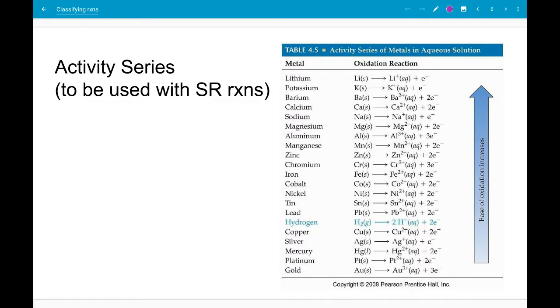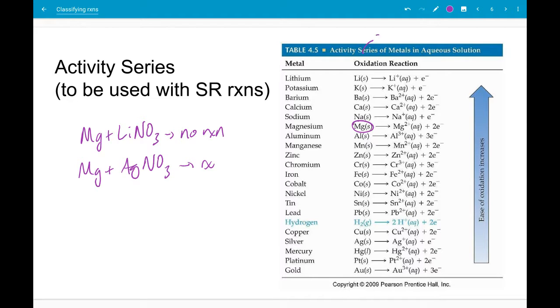Well, that means we're going to use something called the activity series. So I said Mg plus LiNO3 was no reaction, but Mg plus AgNO3, there was a reaction. So what we're going to find is this is our singles column. So these are my singles. And then this second column, these are my bonded ones. Okay, the ones that have bonds.